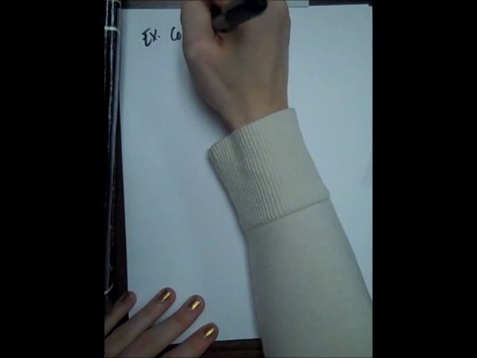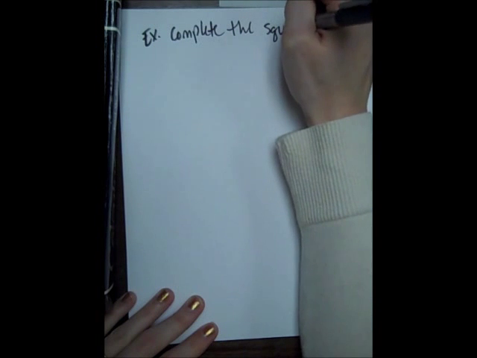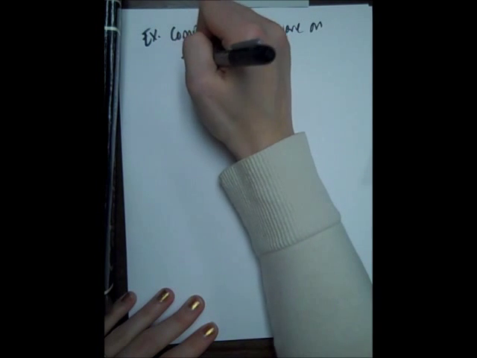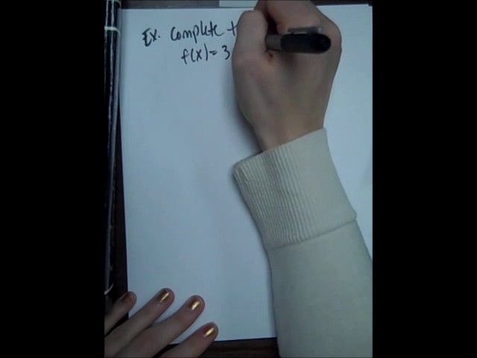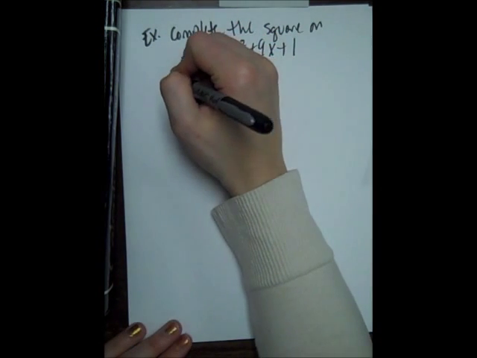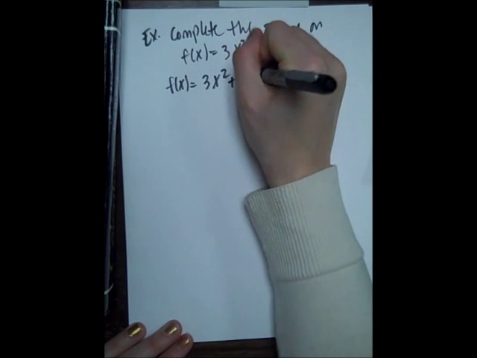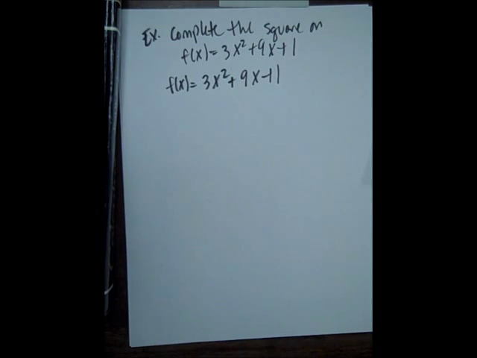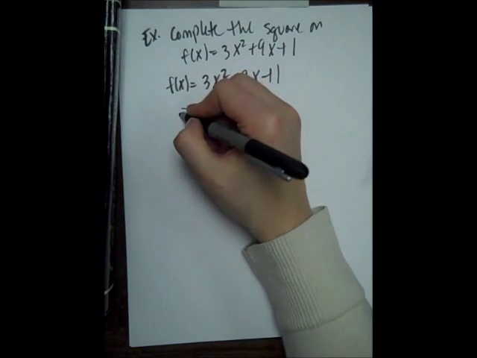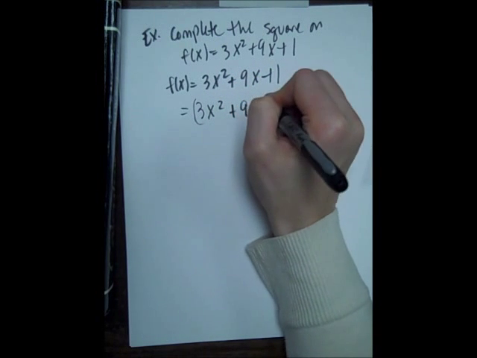Let's complete the square. Our f of x is 3x squared plus 9x plus 1. So let's start by writing our function. So 3x squared plus 9x plus 1. The first step in completing the square was to put together all my x terms. So 3x squared plus 9x.